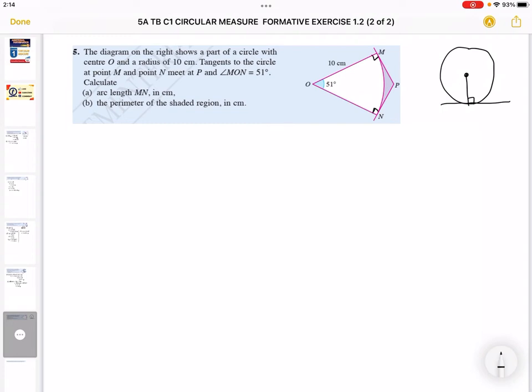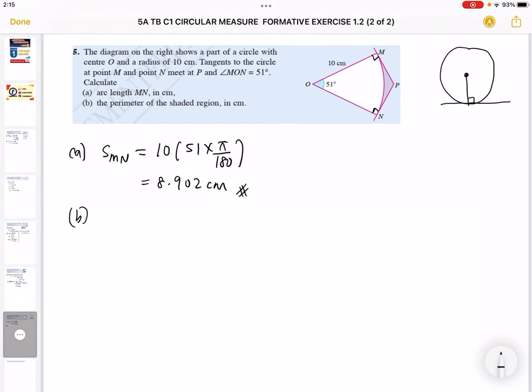So for the first part, you're finding the length of MN. MN is an arc of a circle, so we can just say s equals r theta. Your radius is 10, theta is 51, please convert to radians by multiplying with pi over 180, since 51 is in degrees, and please use 3.142. So my answer is 8.902 cm.